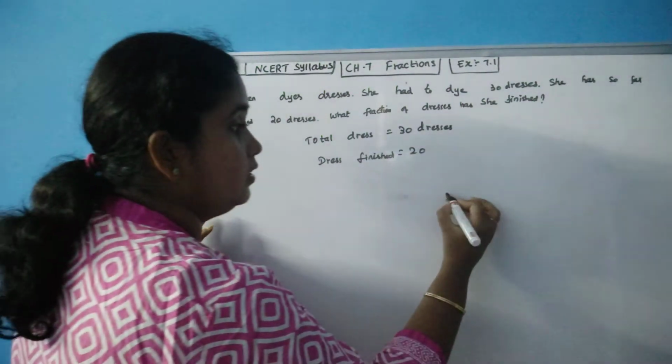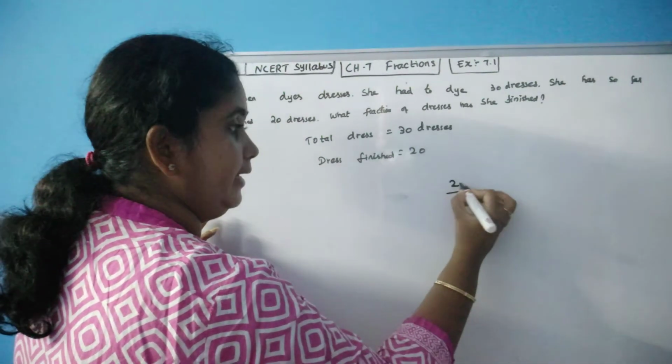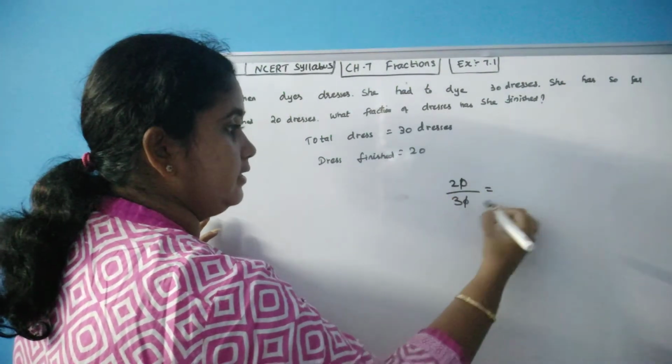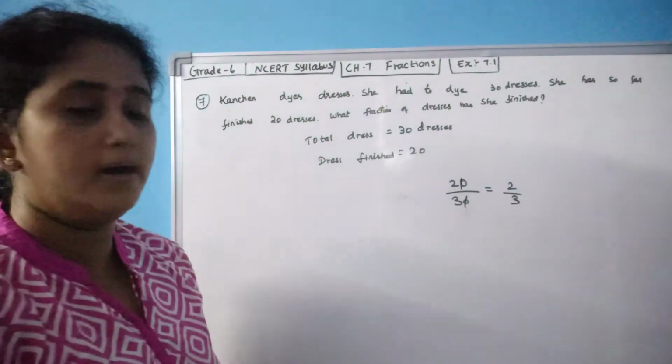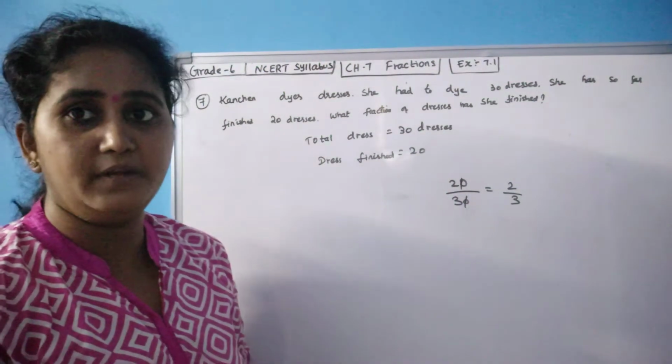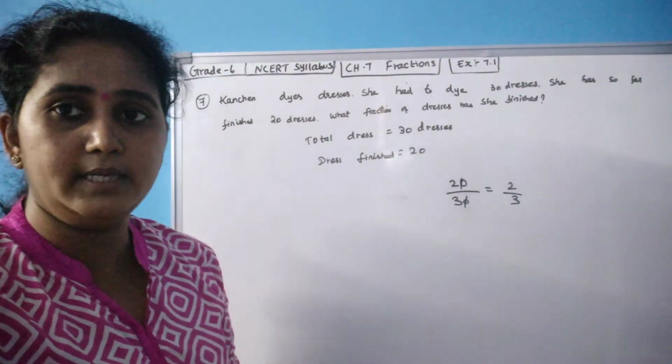So this is easy, right? So out of 30, 20 dresses completed. If you cancel the zeros, you will get 2 by 3. 2 by 3 part of the dresses she has finished. Okay. Now we will move on to the next sum.